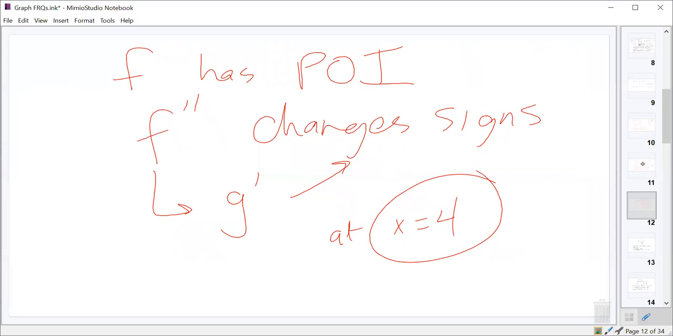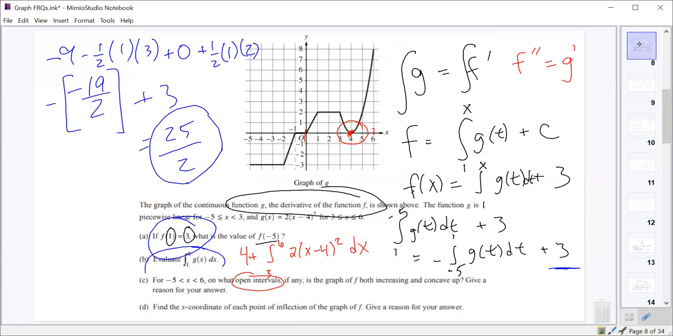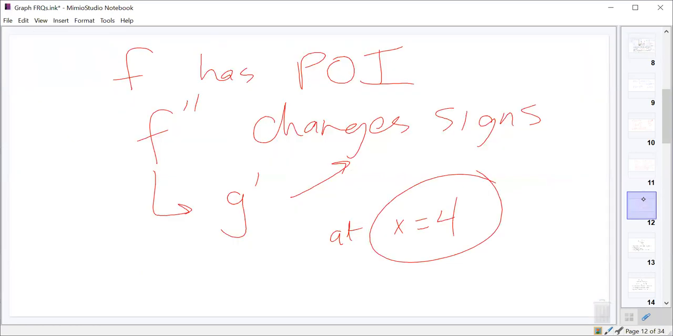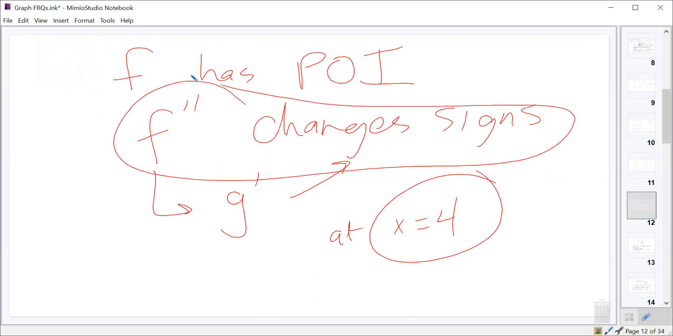I believe it says give a reason. Is that what it says? Yeah. So there's no work that you need to show. You just need to say at x equals 4, then you would say f double prime goes from negative to positive, or f double prime changes signs, or something like that. Everybody good there? Any questions on that? Everyone's good? All right.